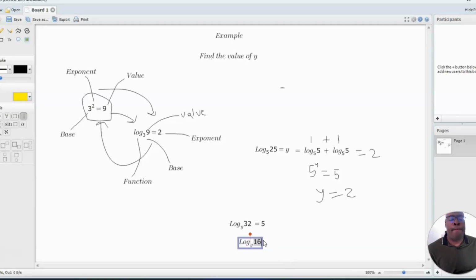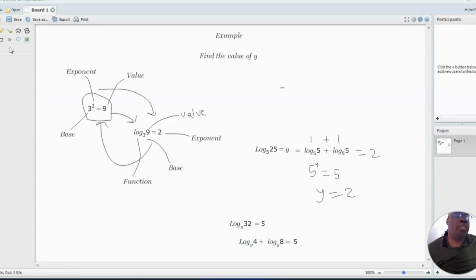Good. Plus log y of 2. Right? Now, but I would rather put, so if we have log y of 16, or if you want to do log y of 4, log y of 4 plus log y of 8, good. And note, everything should be equal to what? 5.